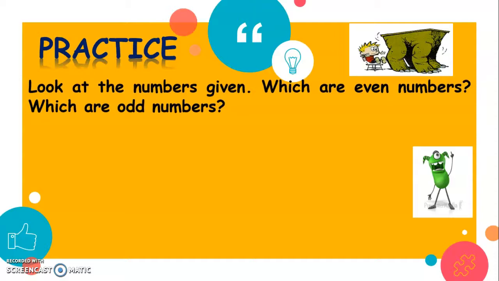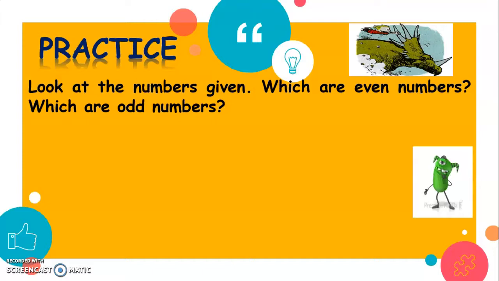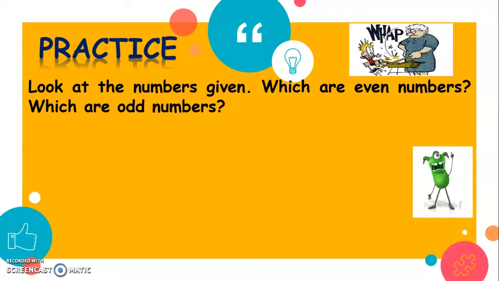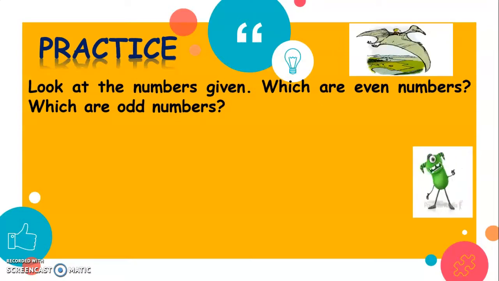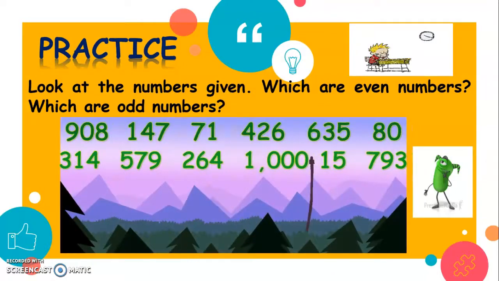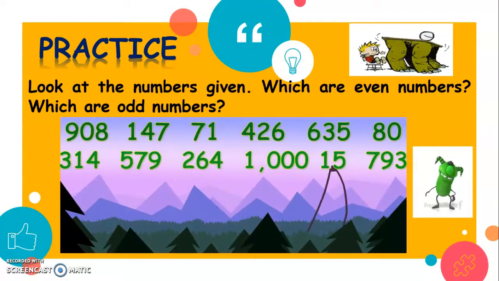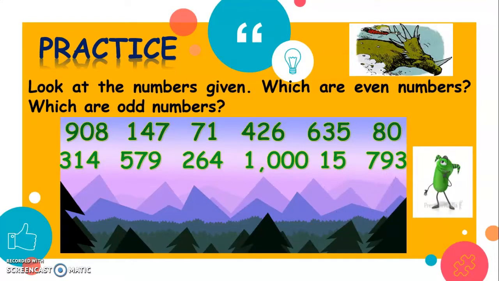Now here we have to look at the numbers given and think which are even numbers and which are odd numbers. If you remember, this is the last part of the lesson that we just had. So we already reviewed about even numbers and odd numbers. So this time, it's time to practice if you understood that part of the lesson. You are given 12 numbers, and you have to think which of them are even and which of them are odd. Try to think of your answer.